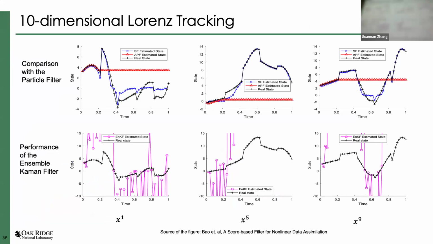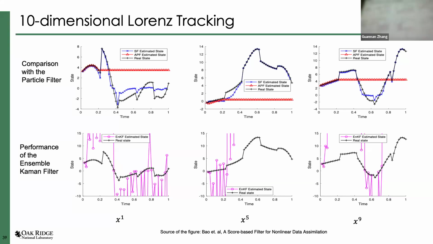We compare also with the particle filter, augmented particle filter, and ensemble Kalman filter. And we can see our method can do a very good job, but particle filter completely failed because its dimension is too high. Even though it can handle nonlinear problems, when the dimension is high, it fails. And the ensemble Kalman filter is completely off because of the nonlinearity in the observation. So our method can handle it.